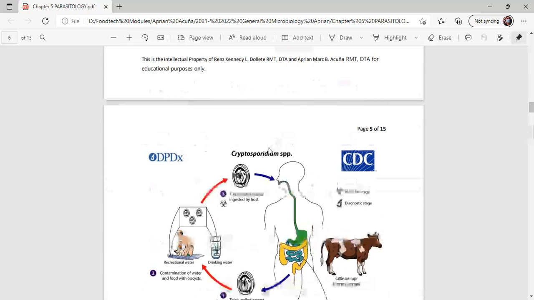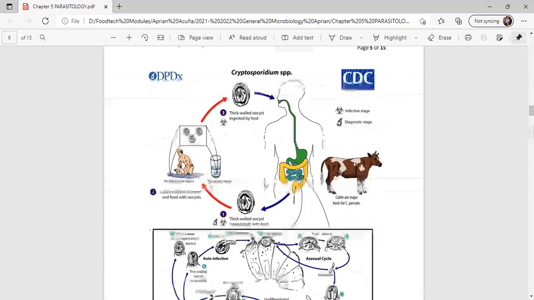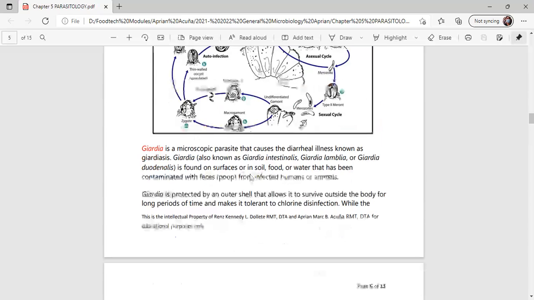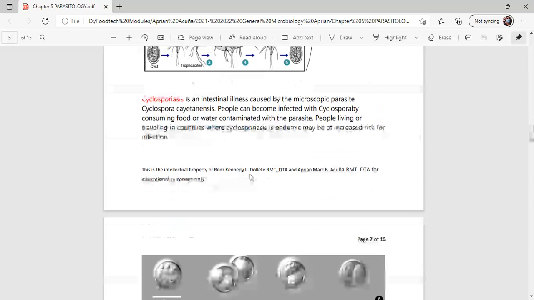Now, di ba simple lang? Okay, compared mo sa mga Crypto, wherein you have mga either sexual kag asexual, then you have your oocyst lang. Pero at least mas simple na siya.